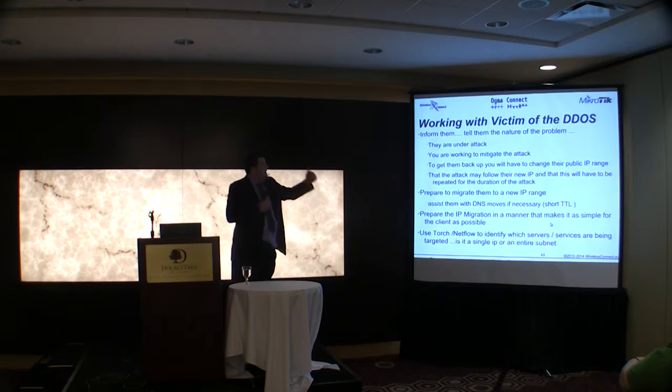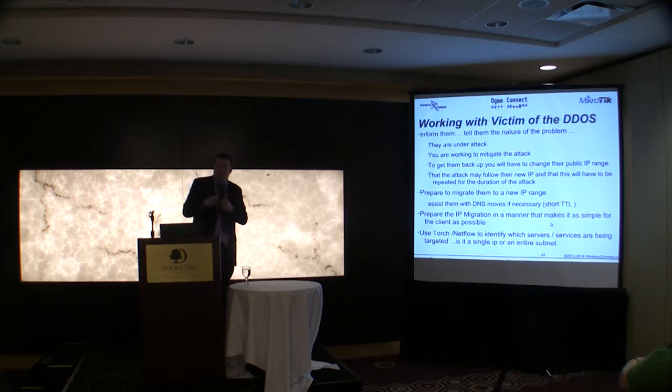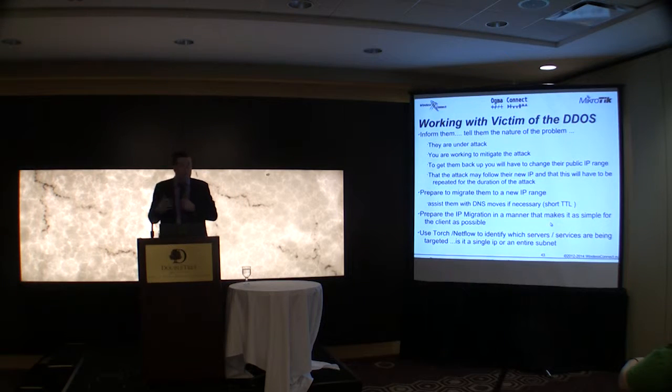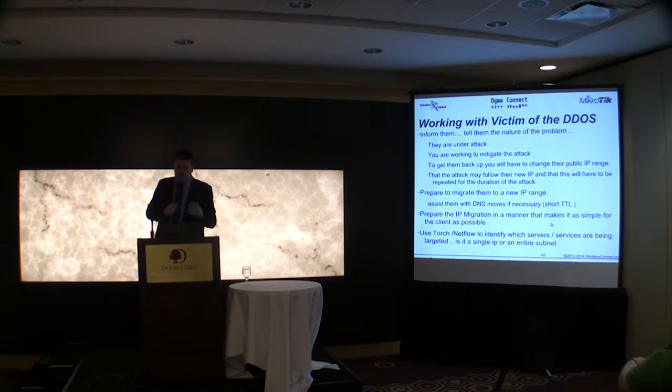So inform them, tell them the nature of the problem. They'll understand, and say that you're working to mitigate it. And you can get them to change their public IP range. That's a very simple one. And prepare to migrate them to a new range. So if you help them out, a spoonful of sugar helps the medicine go down, according to Mary Poppins. And she was a mine of knowledge, that lady. Then what else? Prepare an IP migration in a manner that makes it as simple for the client as possible.